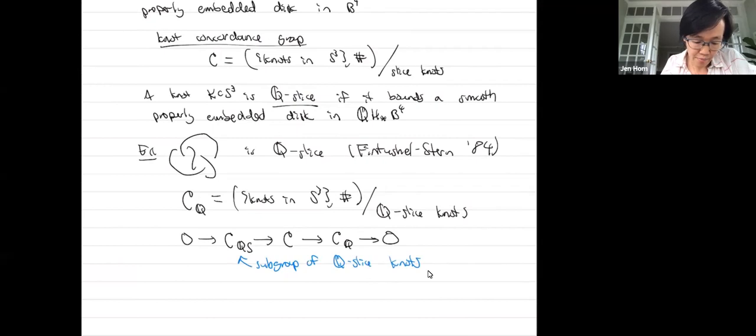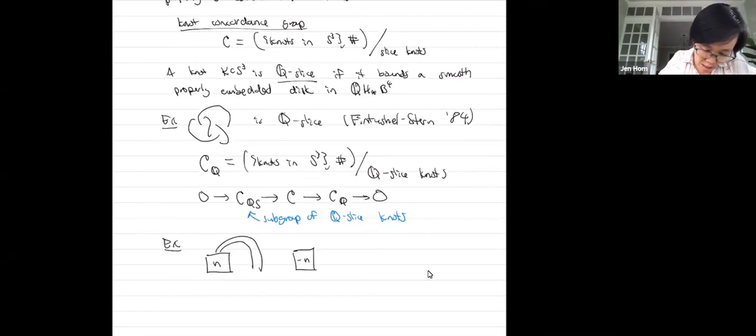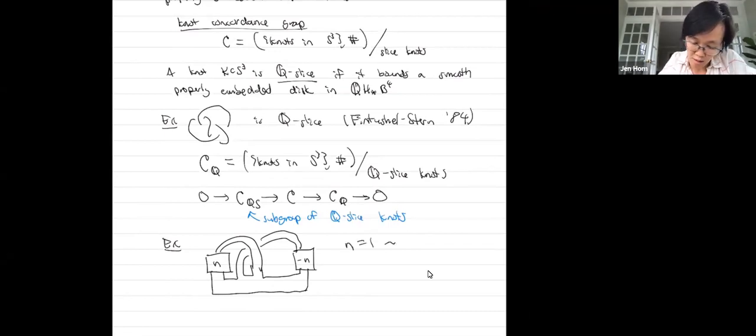Okay, and in fact, the figure 8 is the first in an infinite family of rationally sliced knots. So let me give you some more examples of rationally sliced knots. So let's take this genus 1 surface and put n positive full twists in one band and n negative full twists in the other band. Right, so if n equals 1, this gives you the figure 8.